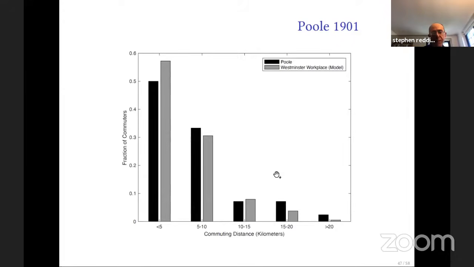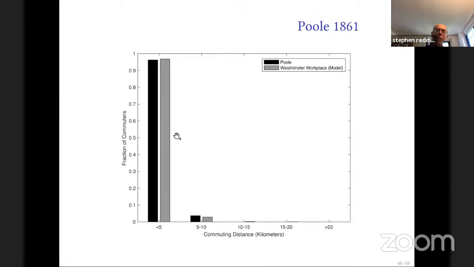So this is showing some data on commuting patterns around the turn of the 20th century. Black is what's in the data, gray is what is in the model, and it's showing the fraction of people commuting different distances. The model is doing a reasonable job. And then again, if we go back earlier in time to the mid-19th century, in both the model and the data, most people live very close to where they work, and we had this very primitive commuting technology in the very early days of the invention of the steam railway.